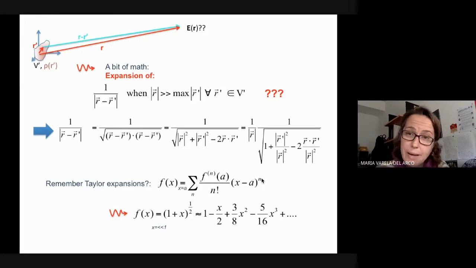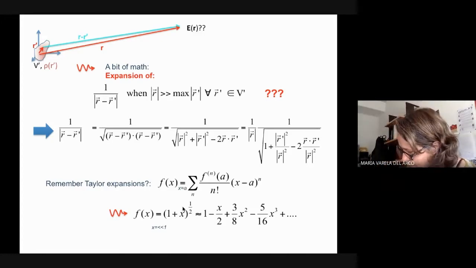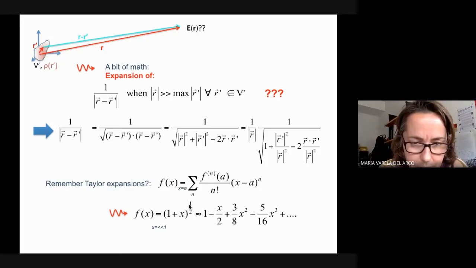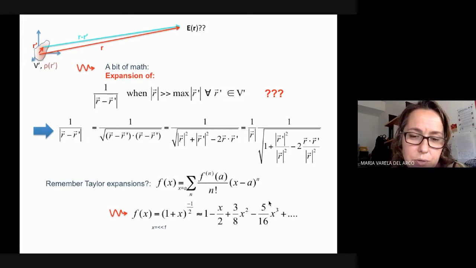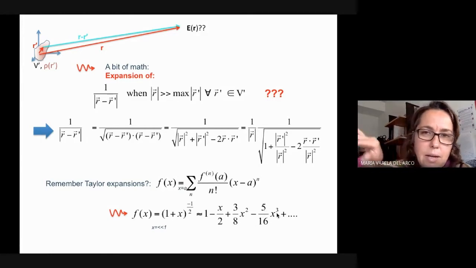So in particular, if my function of interest f happens to be 1 plus x to the minus 1/2. Yes, sorry, there is a minus there, and I will fix that. The Taylor expansion of 1 over the square root of 1 plus x, when x is very, very tiny compared to 1, can be rewritten, and you can just do the exercise if you want to, as 1 minus x halves plus 3/8 of x squared minus 5/16 of x cubed plus a number of other terms.